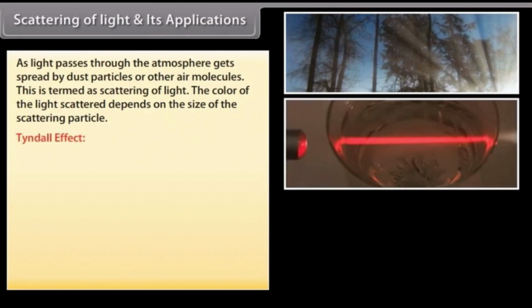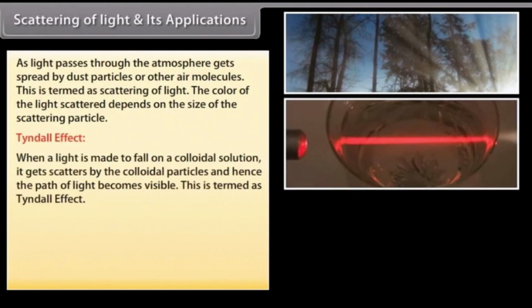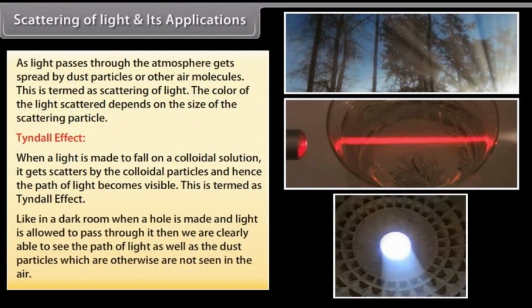Tyndall effect. When a light is made to fall on a colloidal solution, it gets scattered by the colloidal particles and hence the path of light becomes visible. This is termed as the Tyndall effect. Like in a dark room, when a hole is made and light is allowed to pass through it, then we are clearly able to see the path of light as well as the dust particles which otherwise are not seen in the air.